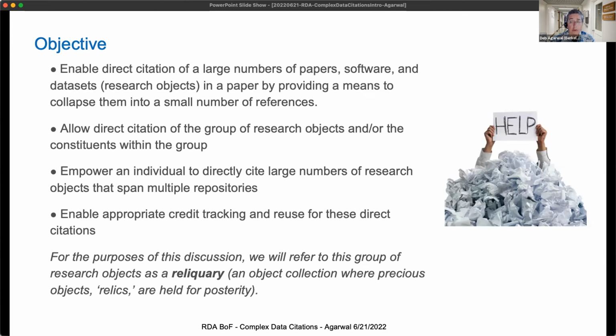And empower an individual to directly cite these large numbers of research objects. And what I mean by directly is treating those as primary citations, right? A lot of people have been given the guidance, well, you have so many data objects that you want to cite, write a data paper about the analysis you did, and then cite the data paper in the main paper.